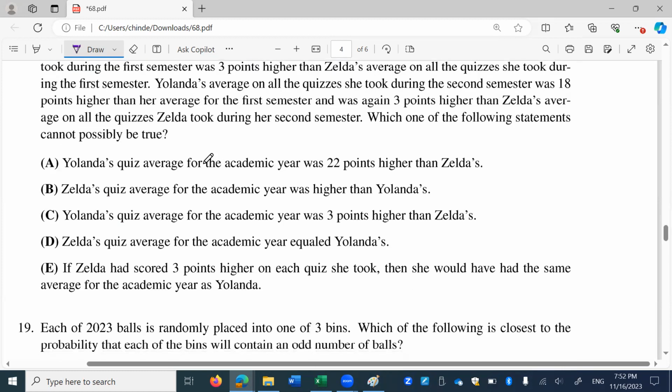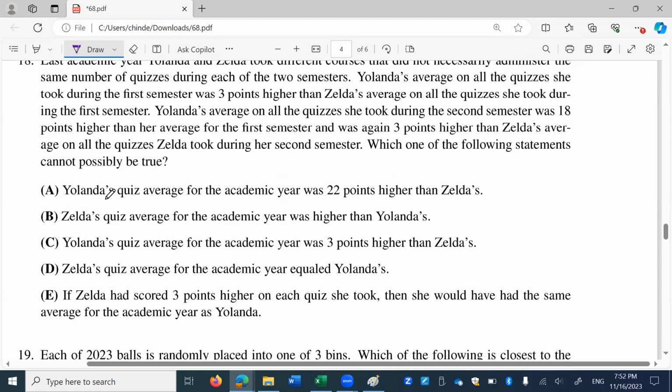So which of the following statements is true? Is it possible Yolanda's average was 22 points higher than Zelda's over the whole year? Is it possible Zelda's average was higher than Yolanda's?